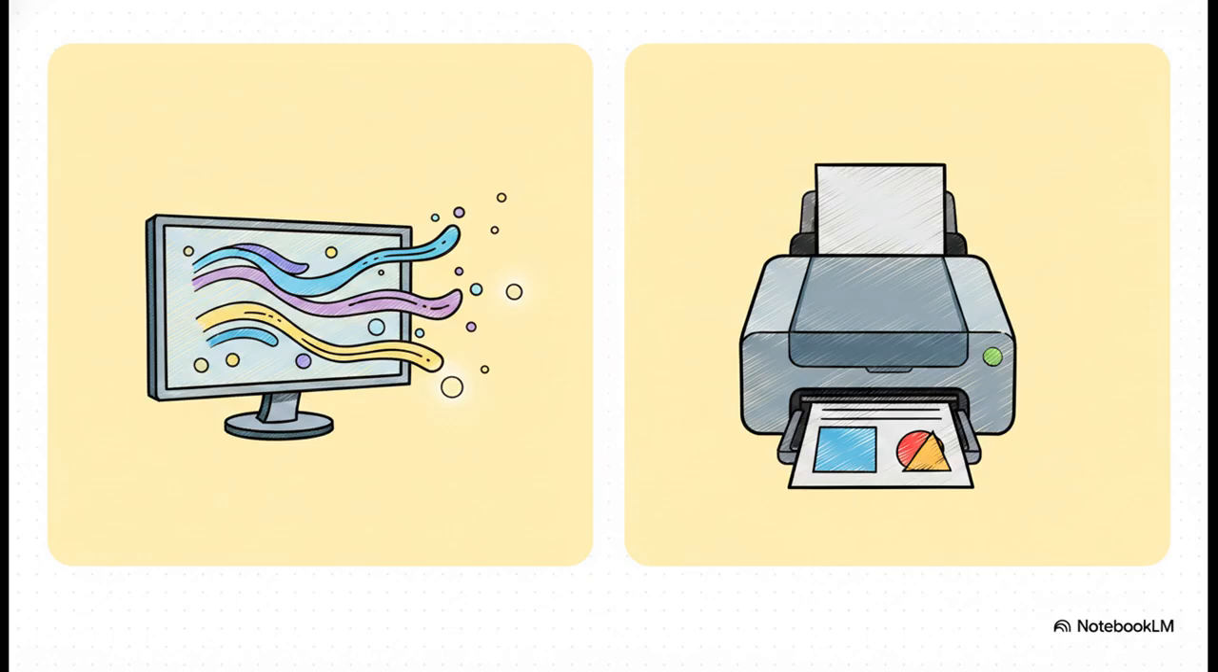We have the soft copy, which is the transient, fluid visual output displayed right there on your monitor screen. And then we have the hard copy, where the computer's thoughts are made physically tangible, permanently printed out onto paper.